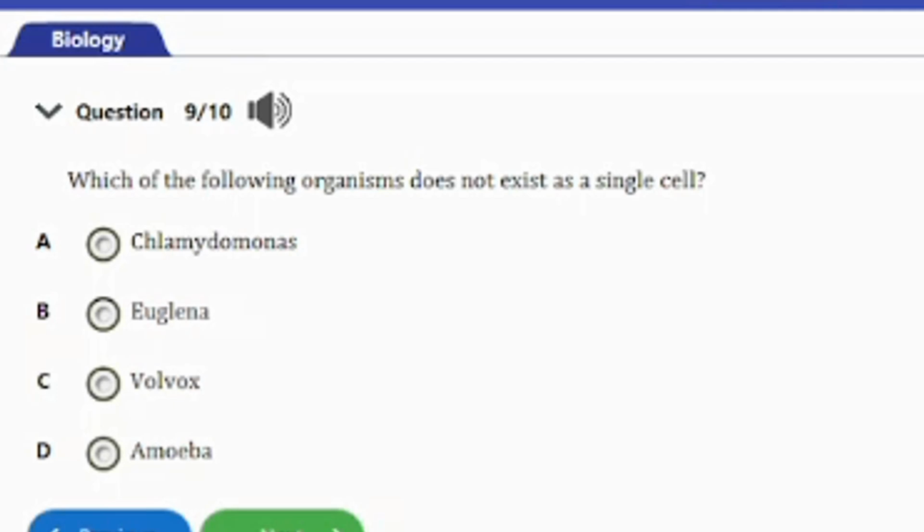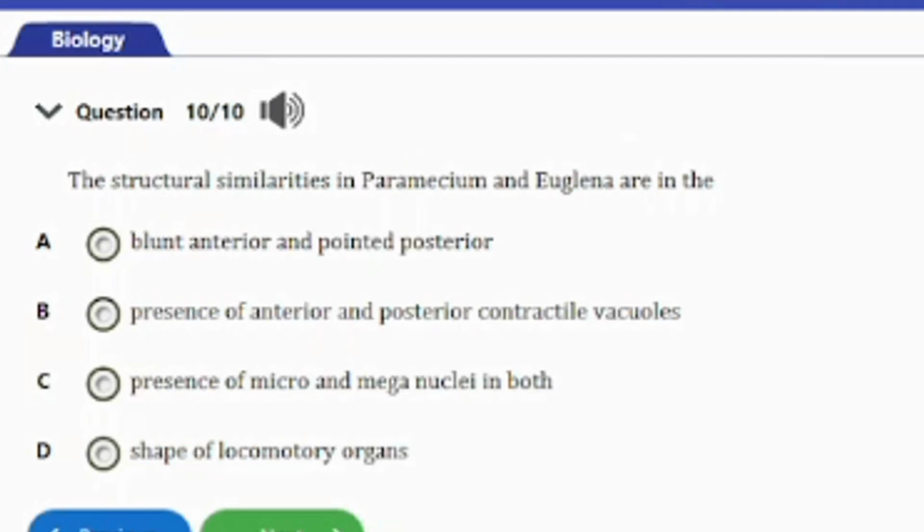That's question number 9. It says, which of the following organisms does not exist as a single cell? We have A, Chlamydomonas, B, Euglena, C, Volvox, D, Amoeba. The organism that does not exist as a single cell is Volvox, option C. Volvox always exists as a colony and not as a single cell. So that's it for that question. Let's go ahead and consider the next and the last question, question number 10.